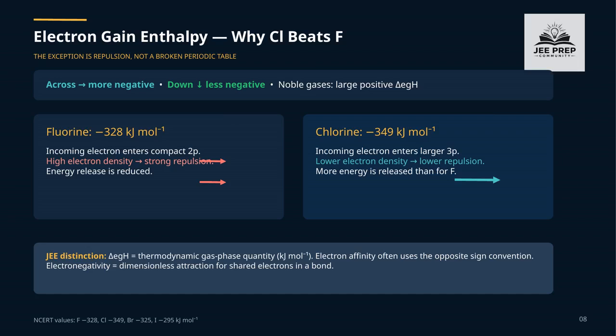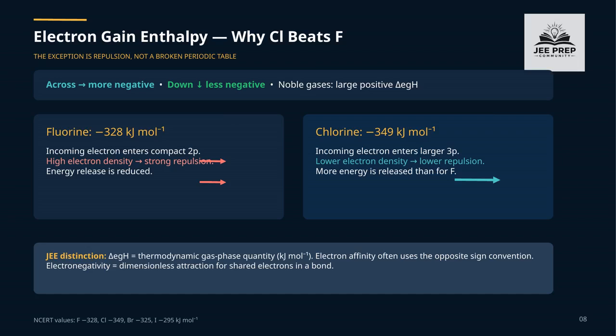Oxides provide a chemical expression of metallicity. Sodium oxide is basic and reacts with water to form sodium hydroxide. Aluminium oxide is amphoteric. It can react with both acids and bases. Chlorine heptoxide is acidic and reacts with water to produce perchloric acid. Across a period, oxide character shifts from basic through amphoteric towards acidic as the elements become less metallic and more non-metallic. Stop and think. Arrange phosphorus, silicon, beryllium, magnesium, and sodium in increasing metallic character. Begin with the periodic table positions, not memory.